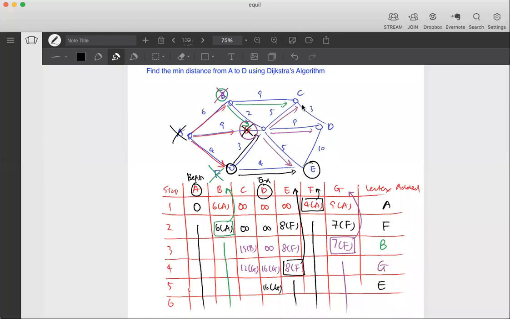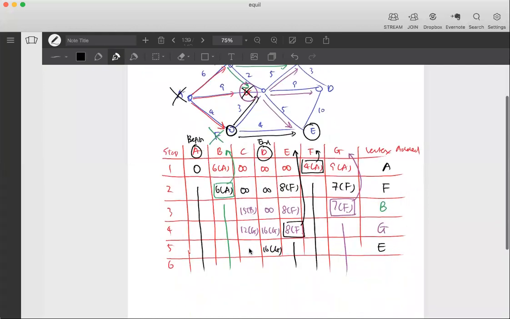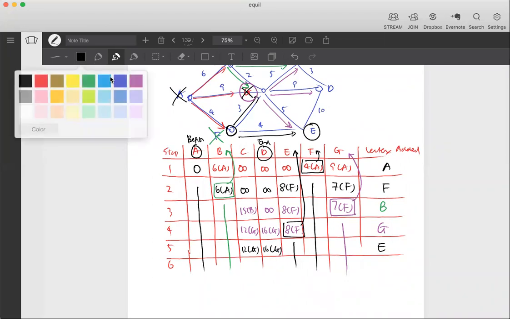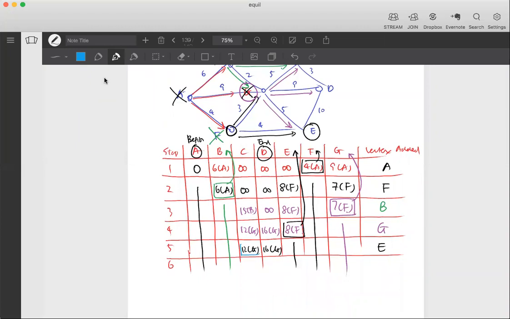And then E and C, they are not adjacent. We should put infinity, but 12 is smaller than infinity, so we're just going to put down a 12. Finally, compared to 12 and 16, which one is smaller? Obviously 12. 12 is smaller, which means we are going to add our vertex C now.